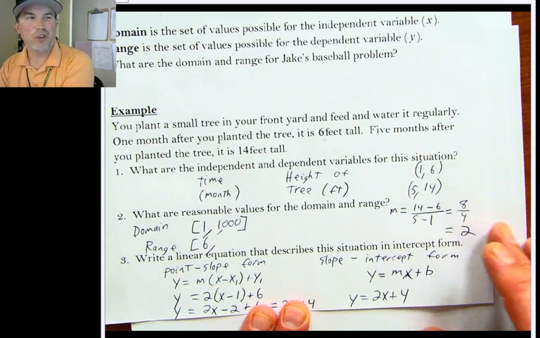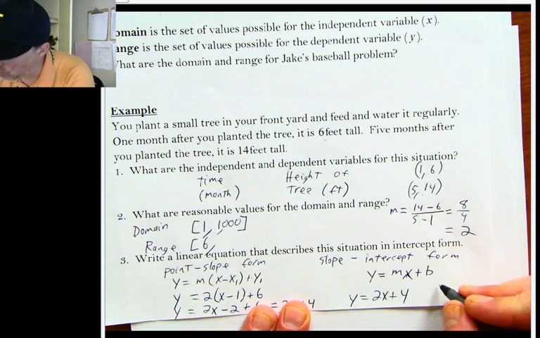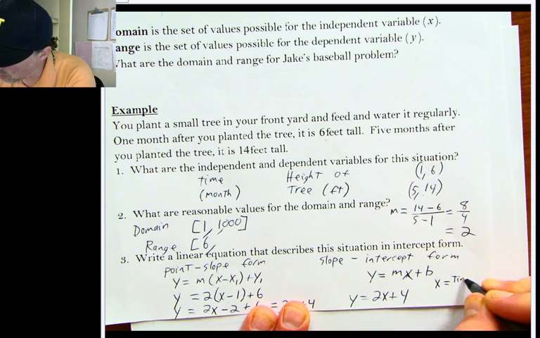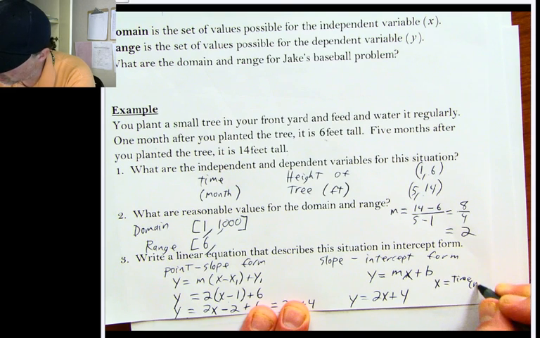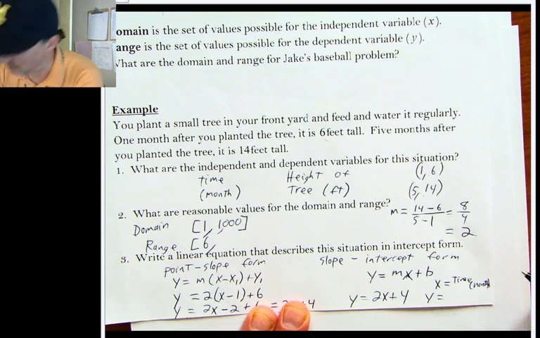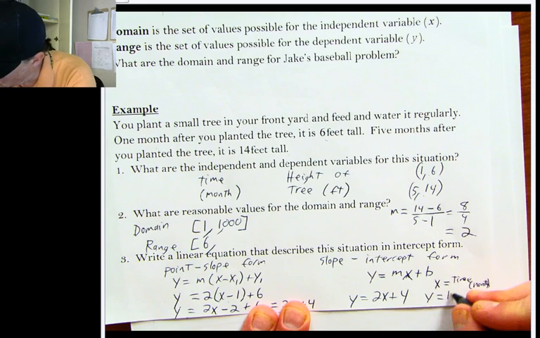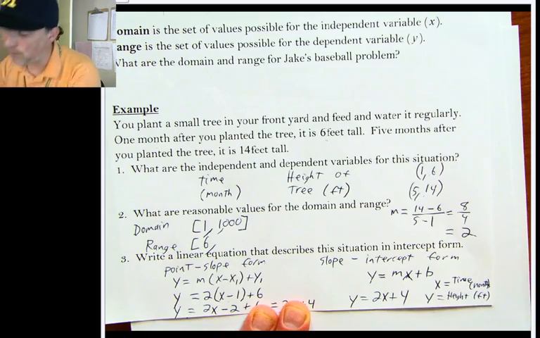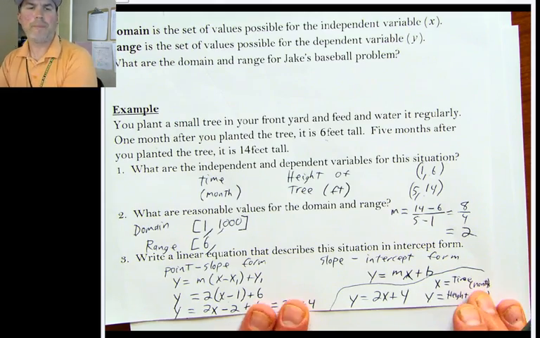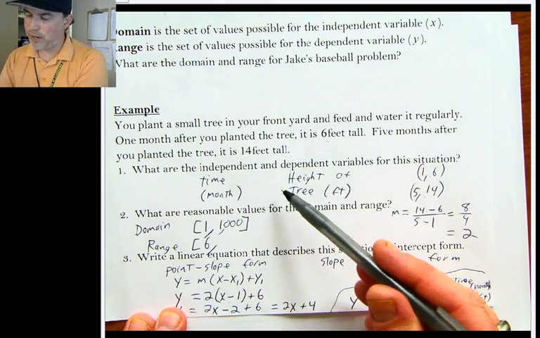And then you always need to identify those variables too. So x equals time in months. I'm having to write a little small here. I'm running out of space. And y is the height of the tree in feet. Okay, now I've answered part 1 and I've answered part 3.